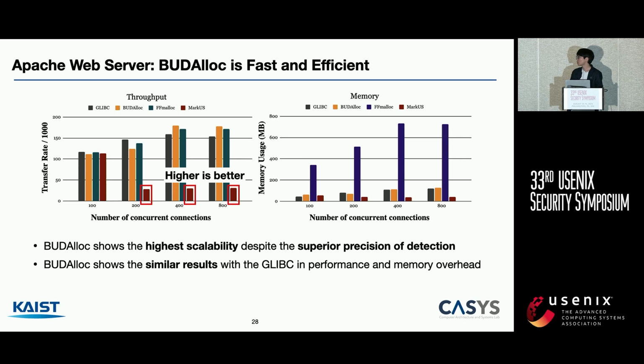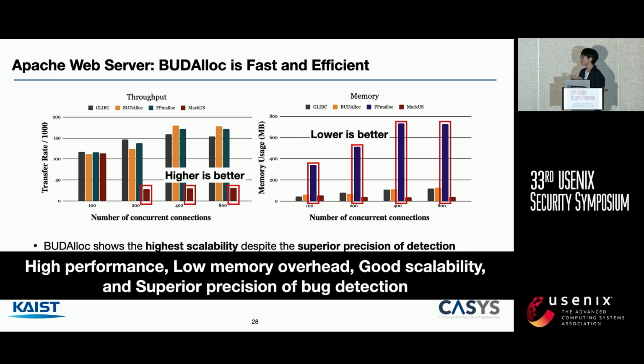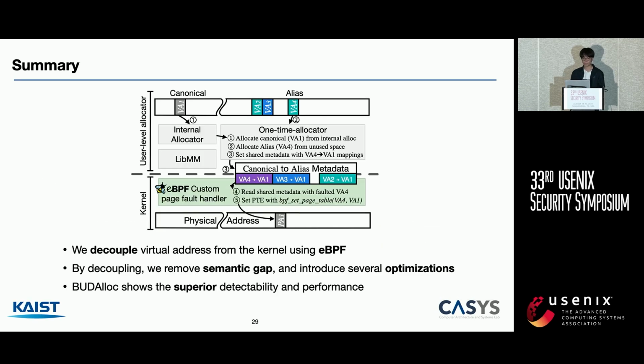As the number of concurrent connections increases, a garbage collection-based marker shows the worst performance because it requires an additional thread for collecting the use-after-free bugs. However, FFmalloc and BUDAlloc show similar performance to glibc. In memory overhead, FFmalloc shows about 70% higher memory overhead compared with glibc as it batches the frees. So in short, only BUDAlloc shows high performance, low memory overhead, good scalability, and superior precision of bug detection in our evaluation.